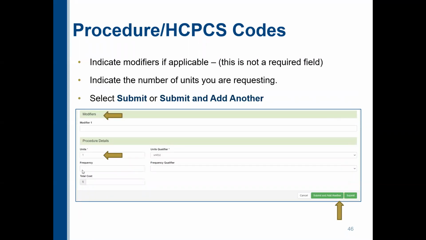Throughout the system, you'll see in various locations there will be a red asterisk. This indicates that this is a required field. The next section you'll see here is the modifiers, but as you can see, there's no red asterisks here. This is not a required field. The number of units is required, as is the units qualifier. You'll then simply select submit, or again, submit and add another.